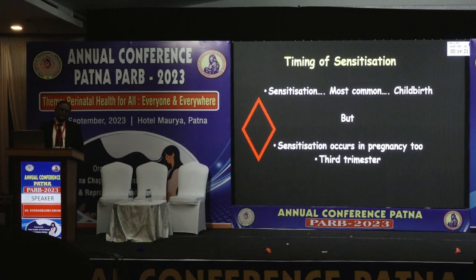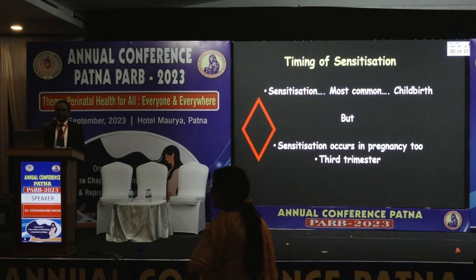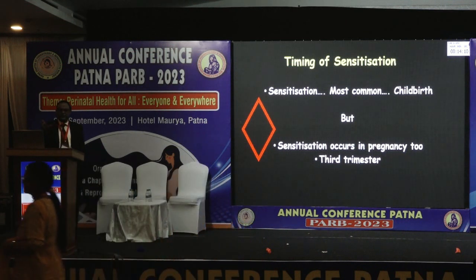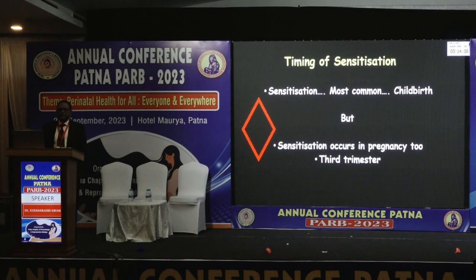The time where sensitization occurs is most common immediately after childbirth, but immunization can happen all throughout pregnancy. In the first trimester, it is less. In the second trimester, it is middle. And in the third trimester, the chance of immunization is more.